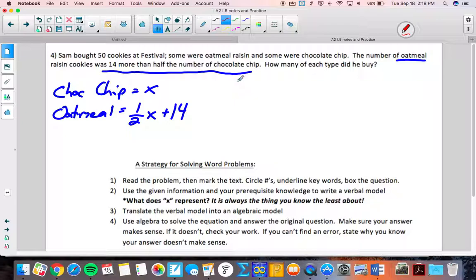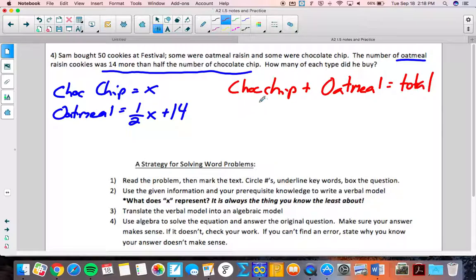So if we took the number of chocolate chip plus oatmeal, that equals the total number of cookies. So the chocolate chip is x, the oatmeal is 1/2 x plus 14. So I've taken all the cookies he's bought, the chocolate chip and the oatmeal, and I know that the total number of cookies he's bought is 50.